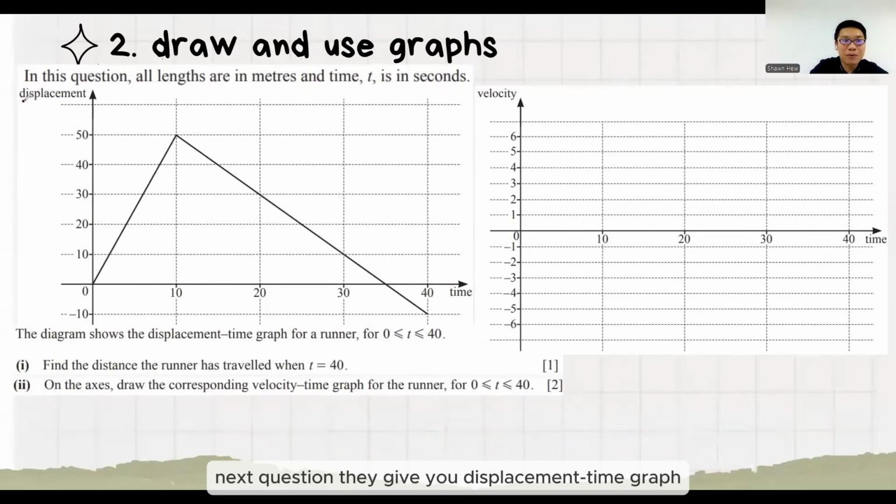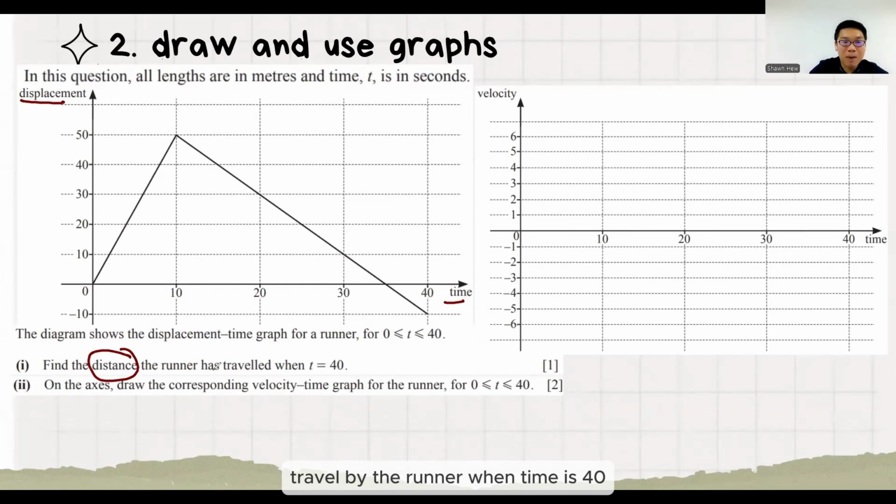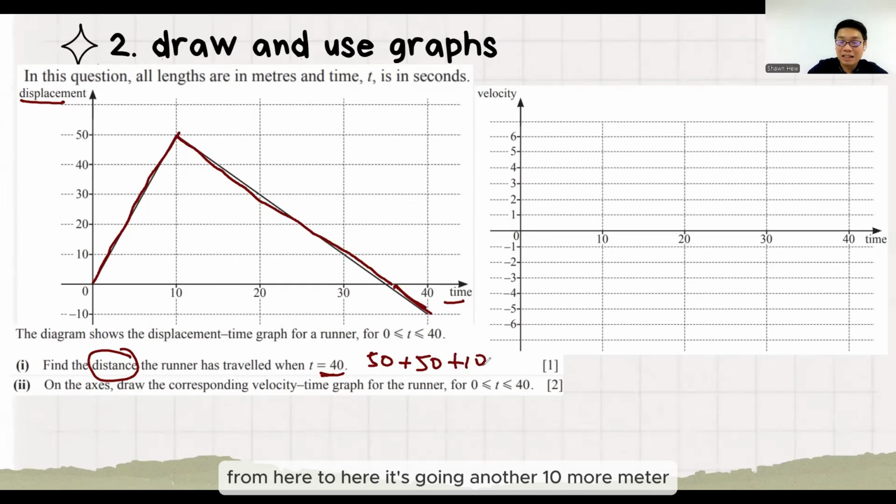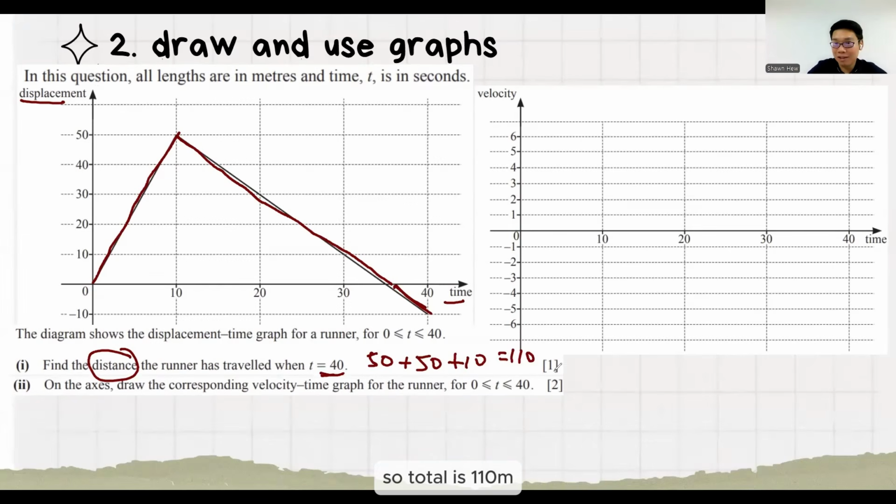Next question, they give you a displacement time graph and ask you to find the distance traveled by the runner when time is 40. When it's going up, it traveled 50 meters. After that, it's going down. From here to here, it's going back 50 meters. From here to here, it's going another 10 more meters. So total is 110 meters.